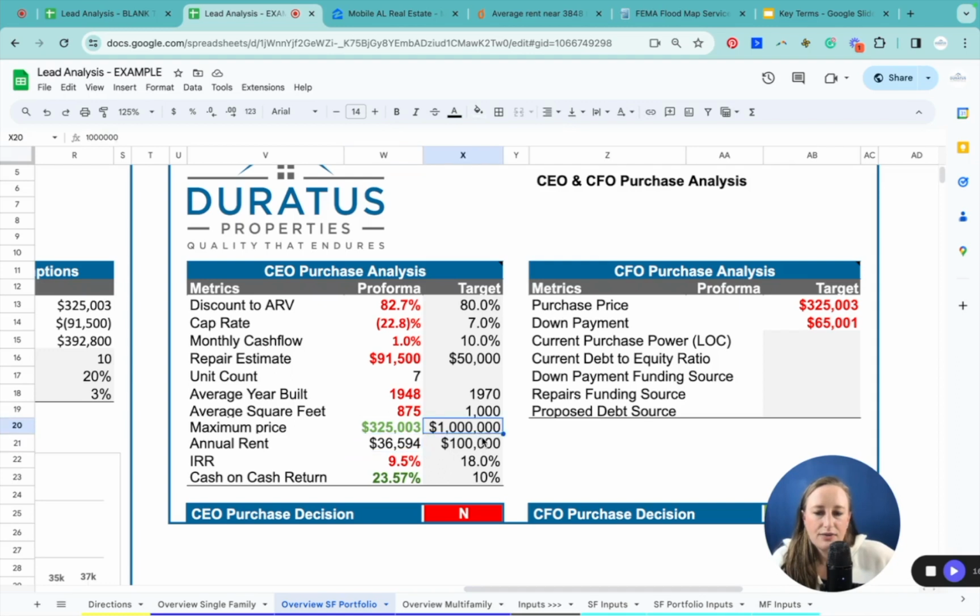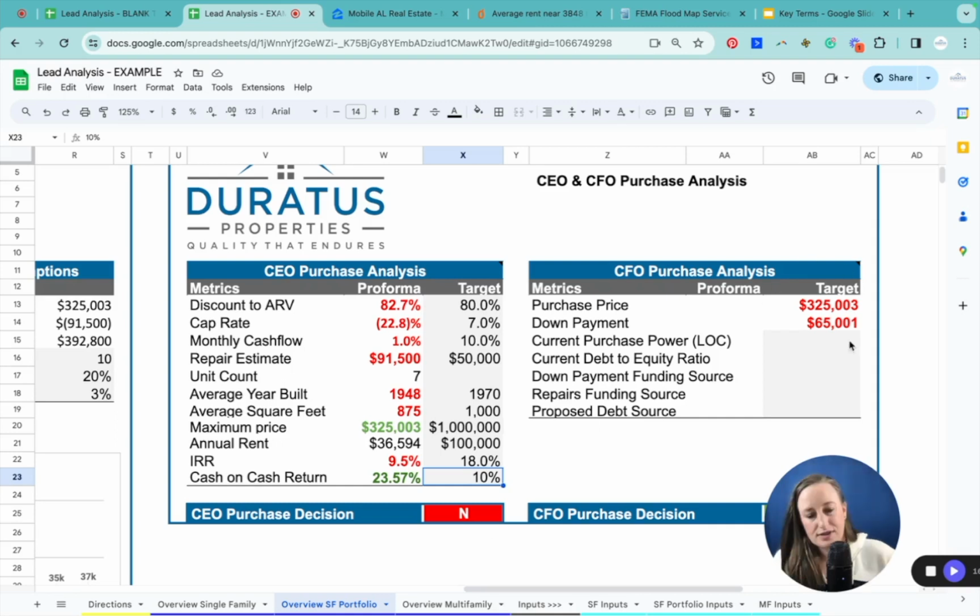Because we look at things $1 million and less, we want things to cash flow around... it really depends on the deal, but annual rent of $36,594, not bad, honestly. IRR is 9.5%. We would really love to see something almost double that. And our cash on cash return is actually not bad on this deal, but overall, given the repairs, the areas, some other information operationally, this one was a no for me.